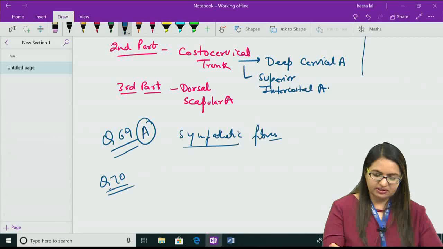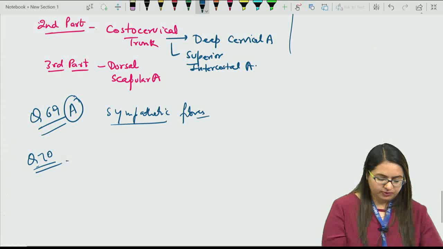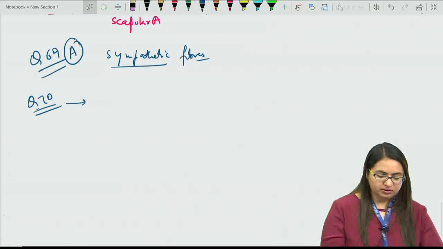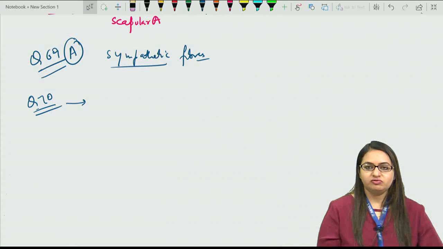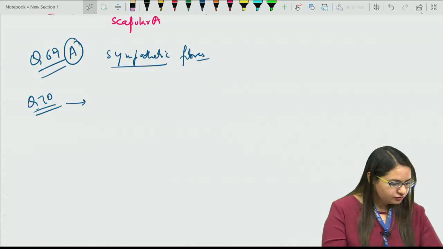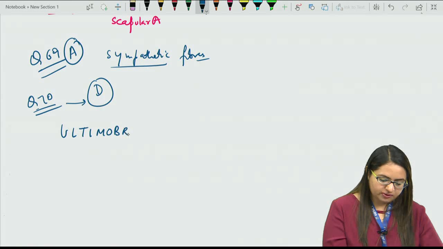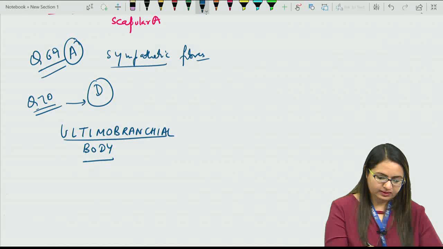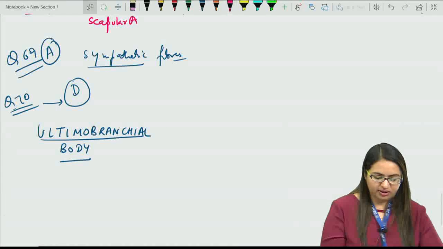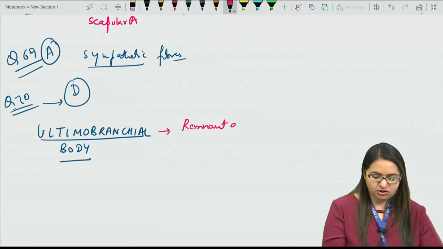The next question is question number 70 about the C cells. The C cells are derived from the neural crest cells. The answer for this question is D. Over here, a structure which is mentioned is the ultimobranchial body. The ultimobranchial body is a remnant of the fifth endodermal pouch.